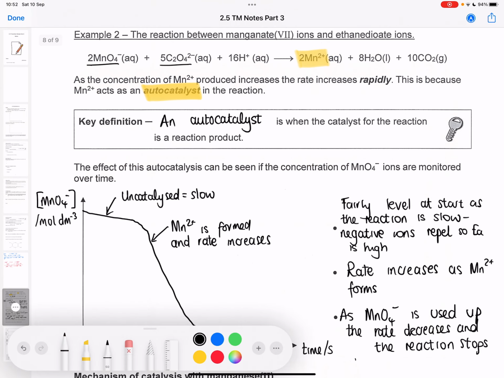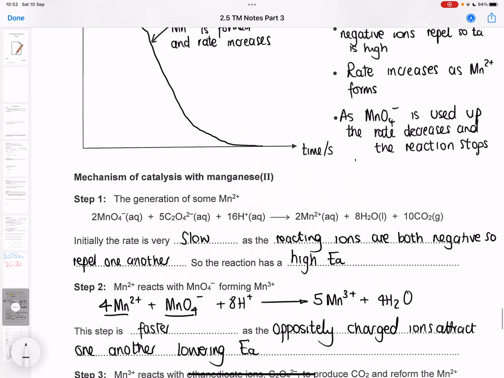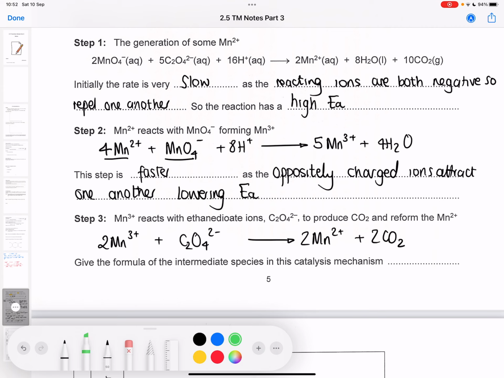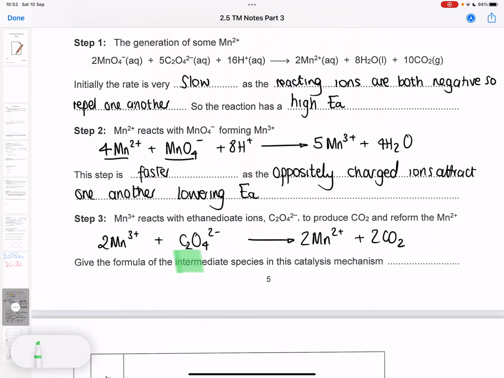So we can go back and look, we're now in this middle part where the rate is increasing. The Mn3+ that we just formed is going to react with the ethane dioate ions to make 2Mn2+ and 2 carbon dioxide. And we can see that the thing that we created in the middle, an intermediate species, something we made but then used up in this reaction, was Mn3+. So that was our intermediate.